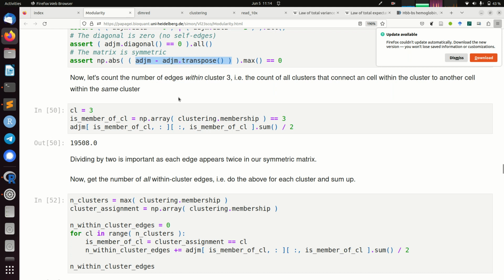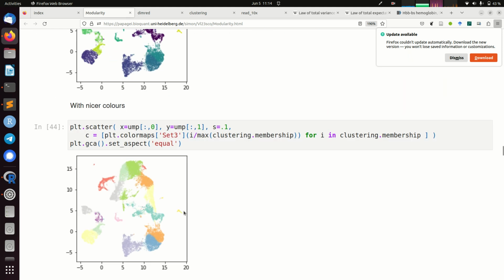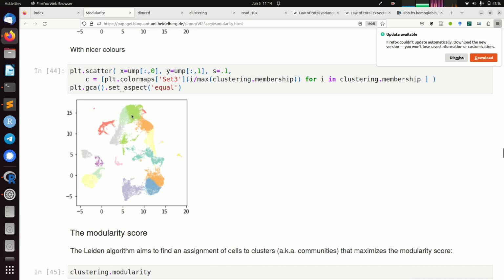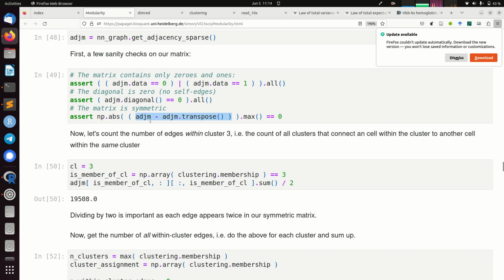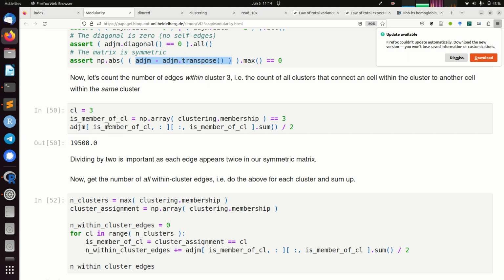Now, I take one specific cluster. Let's say cluster number 3. And I want to count how many edges there are wholly within cluster 3. What I do for this is actually quite easy. I have my full adjacency matrix. Let's say these here are the cells in cluster 3, and maybe this is cluster 1, and this is cluster 4, or something like this. Then we notice that this part here is all the edges from a vertex in cluster 3 to a vertex in cluster 3, while all the others are edges which are not in there.